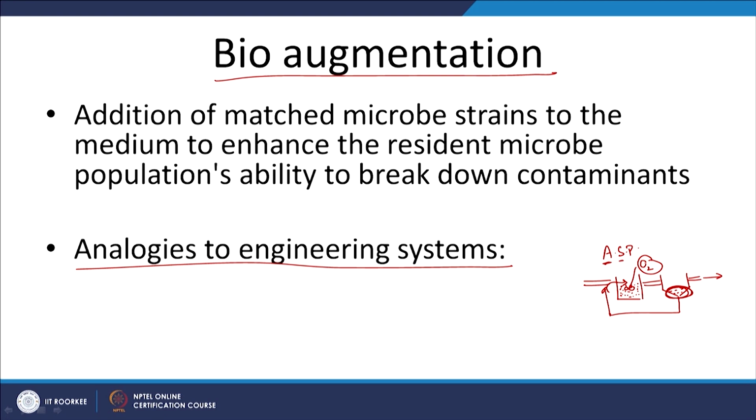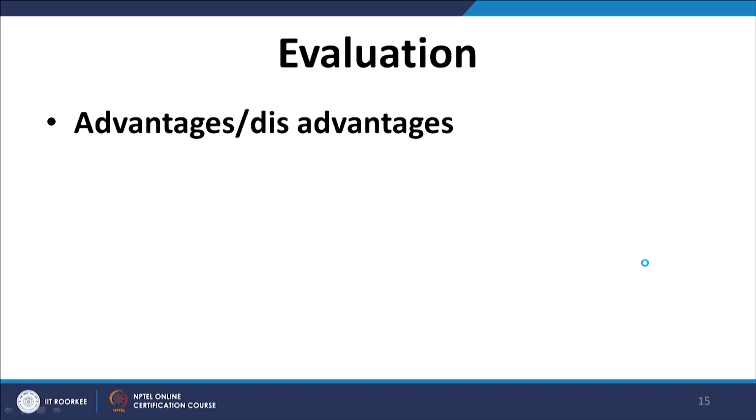So in engineered systems, as in our ASP or SBR, we are already promoting the growth of a certain kind of microbes that would promote degradation. So you can try to understand that in terms of bio-augmentation, I guess. So moving on, we are going to look at the evaluation, advantages and disadvantages. The obvious advantage is that the costs are relatively less, but the obvious disadvantage is that the kinetics are typically slow, especially for only natural attenuation. That is why you either try to stimulate it or introduce the non-native species. But there are some other advantages and disadvantages.